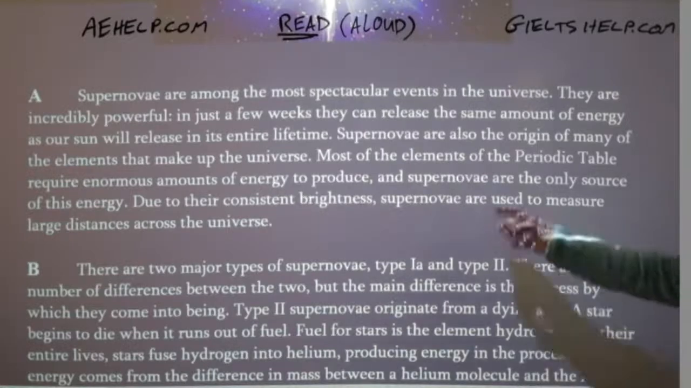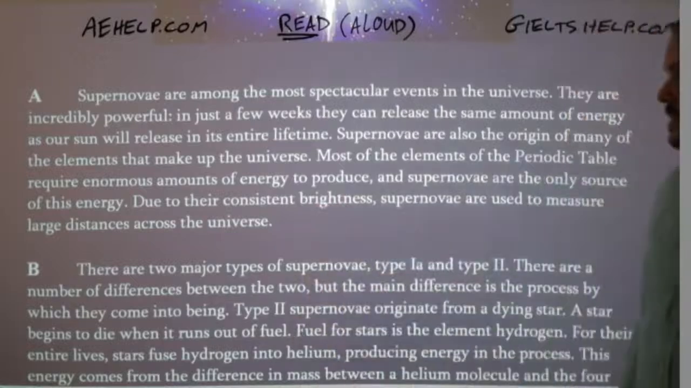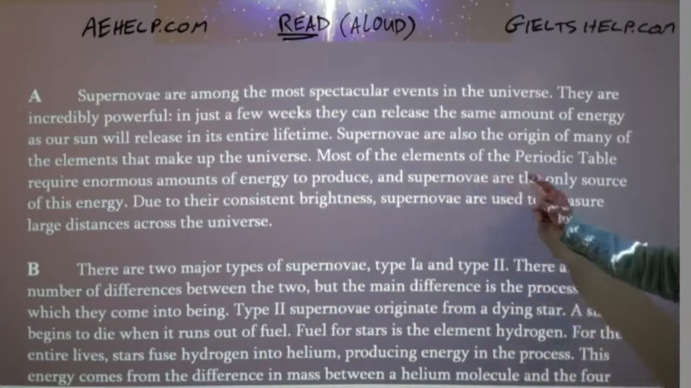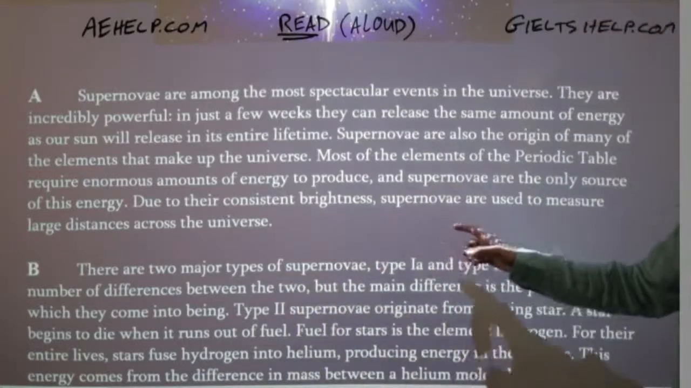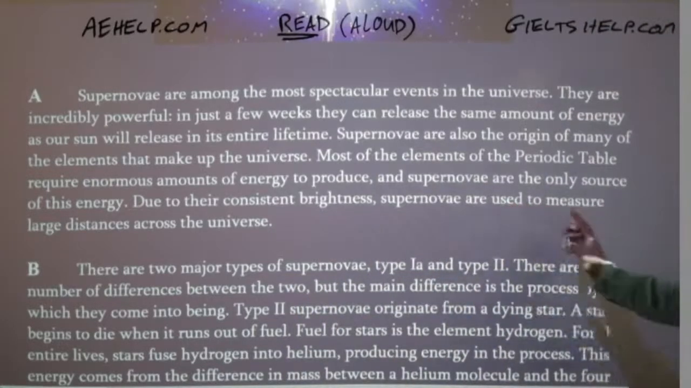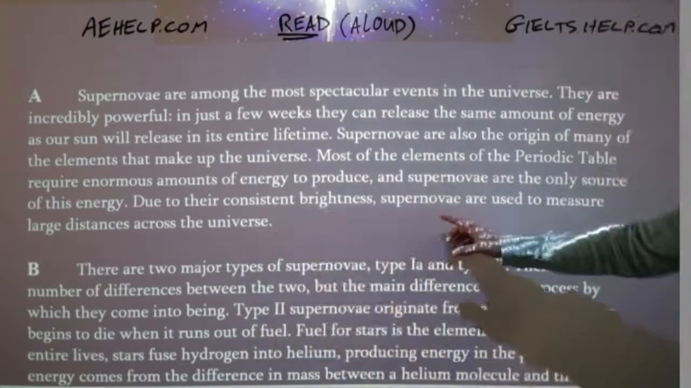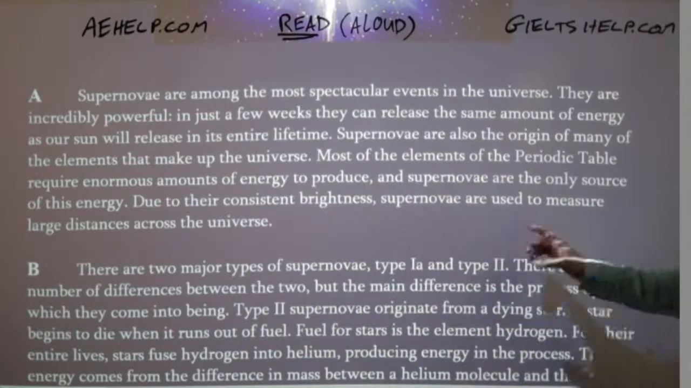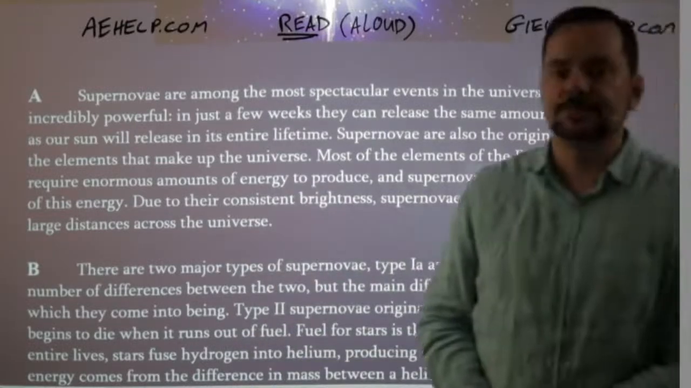Supernovae are also the origin of many of the elements that make up the universe. Most of the elements of the periodic table require enormous amounts of energy to produce, and supernovae are the only source of this energy. Due to their consistent brightness, supernovae are used to measure large distances across the universe.